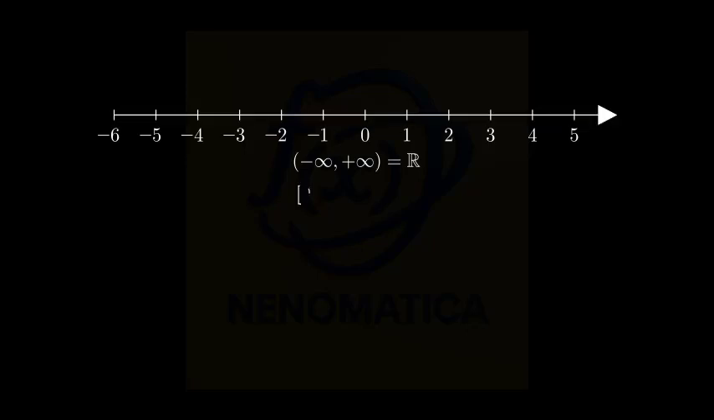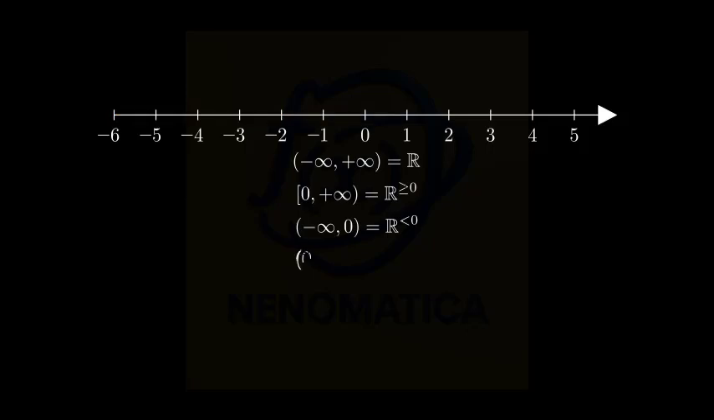Our next interval is 0 to positive infinity, written as bracket 0 comma positive infinity parenthesis. This represents all non-negative real numbers, denoted as R superscript greater than or equal to 0. This includes 0 and all positive real numbers. Now, let's look at negative infinity to 0, written as parenthesis negative infinity comma 0 parenthesis. This represents all negative real numbers, denoted as R superscript less than 0. This includes all real numbers less than 0, but not 0 itself.